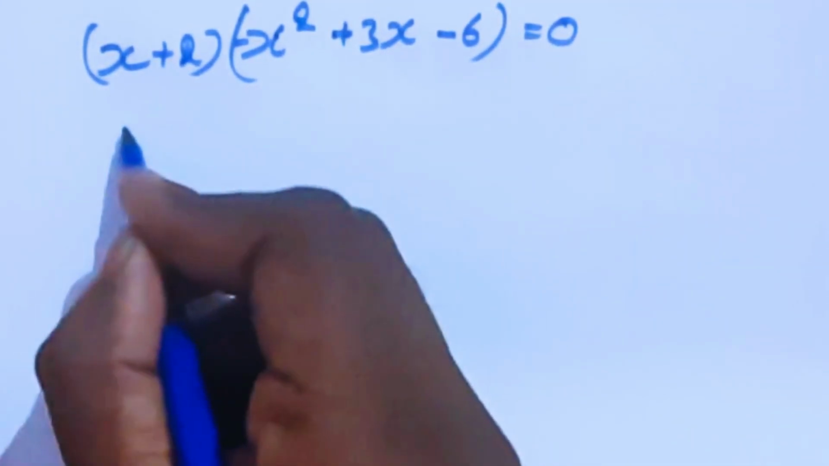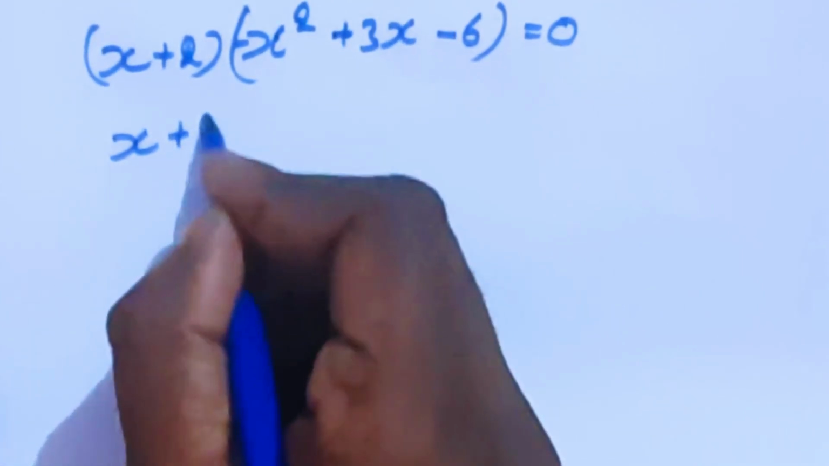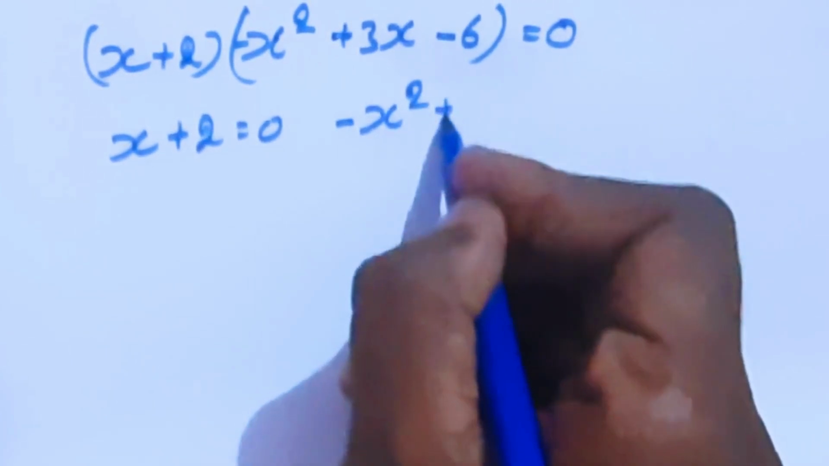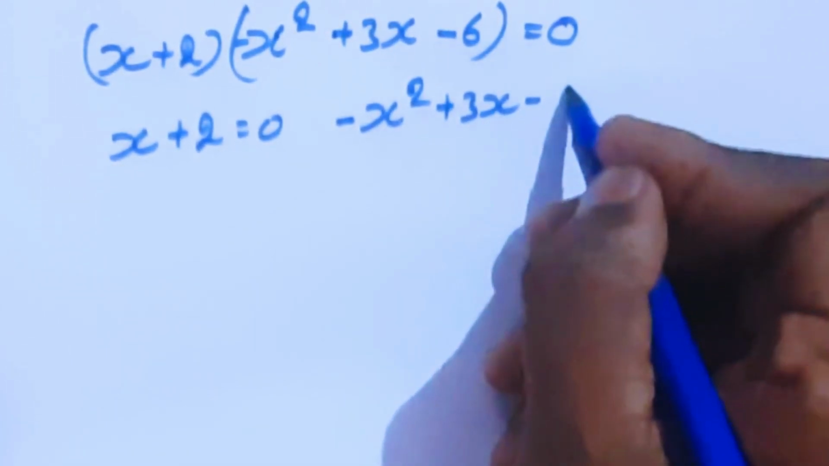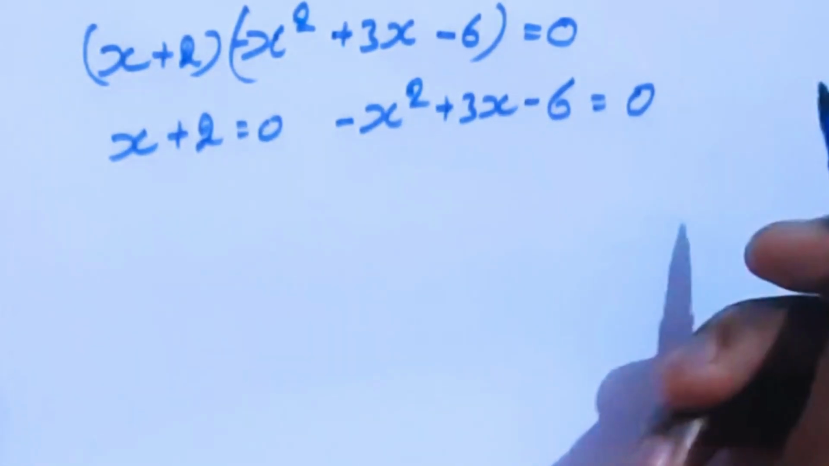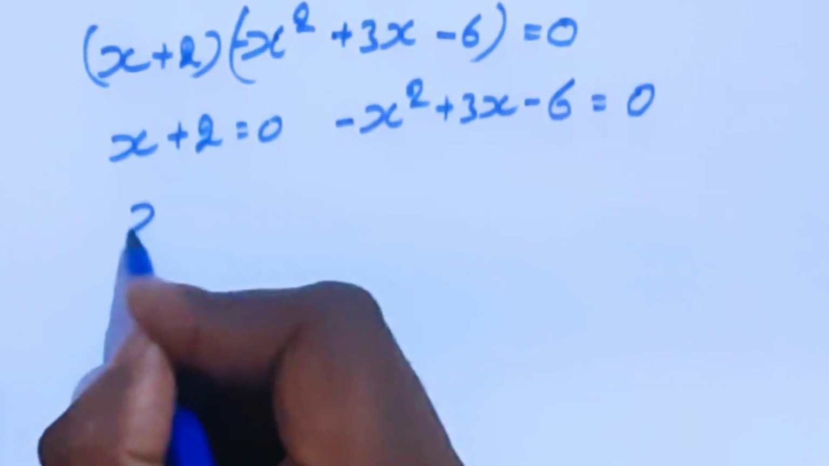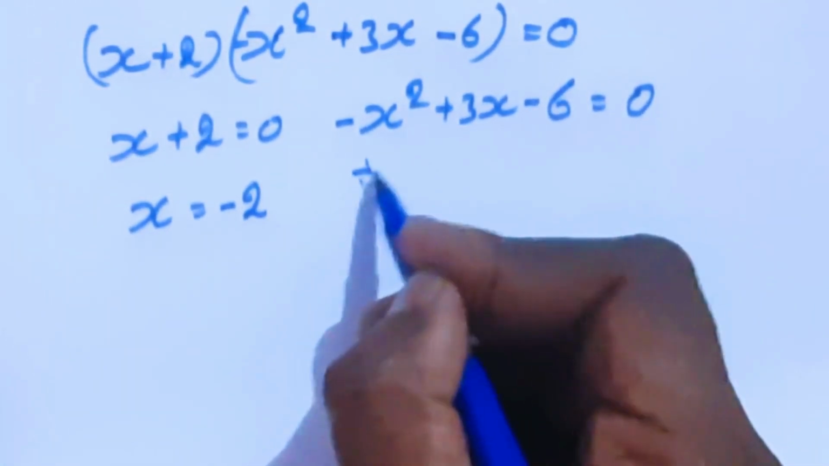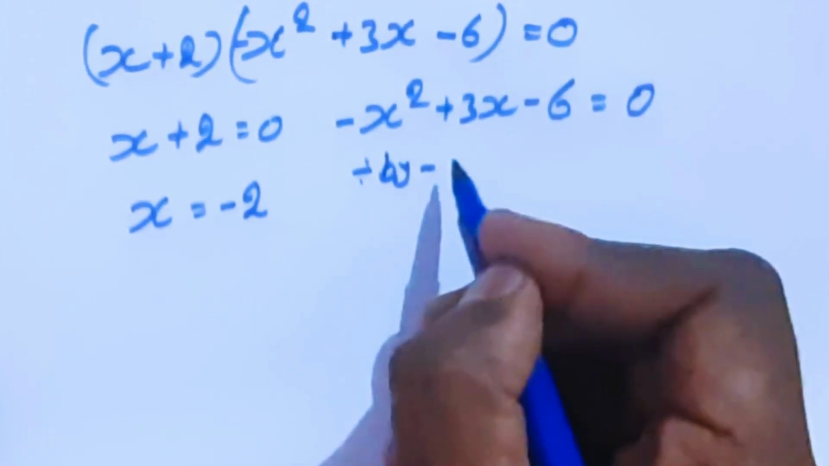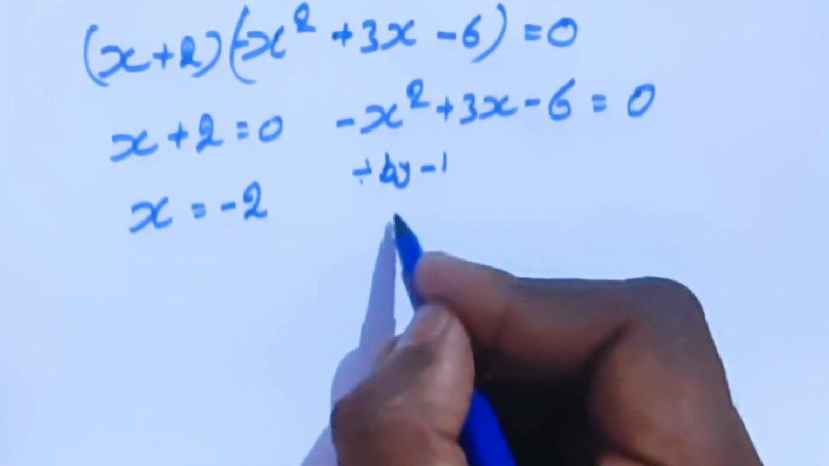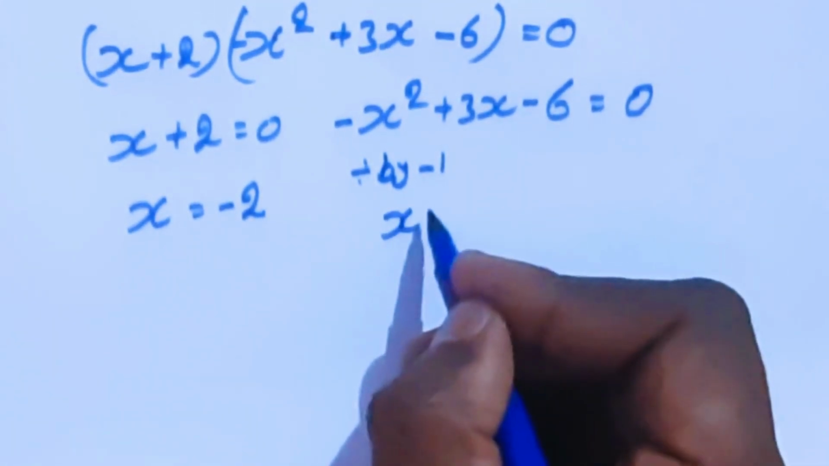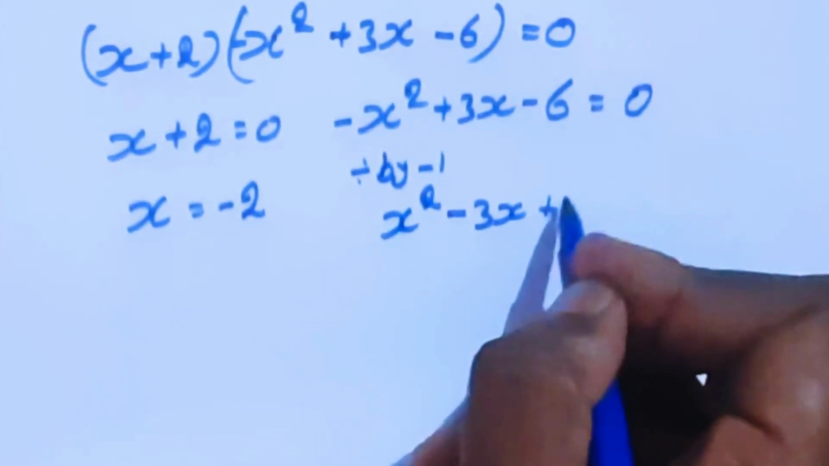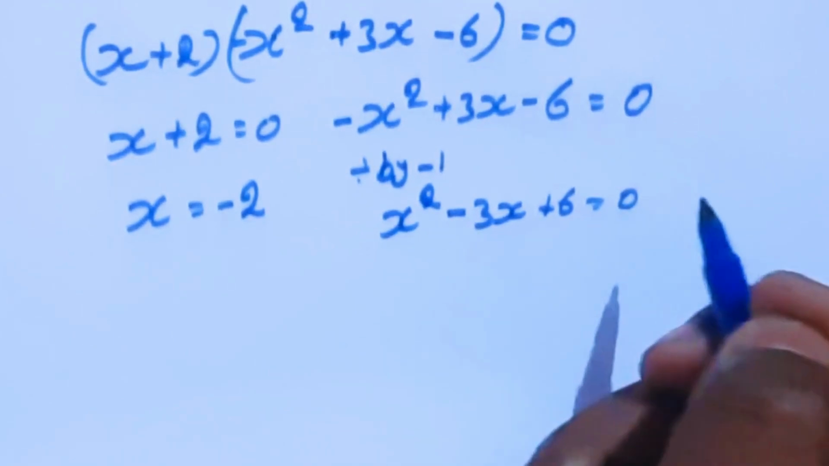Now we have two equations. One is x + 2 = 0. Other one is -x^2 + 3x - 6 = 0. From this equation, x = -2. Here divide by -1. So we'll get x^2 - 3x + 6 = 0.